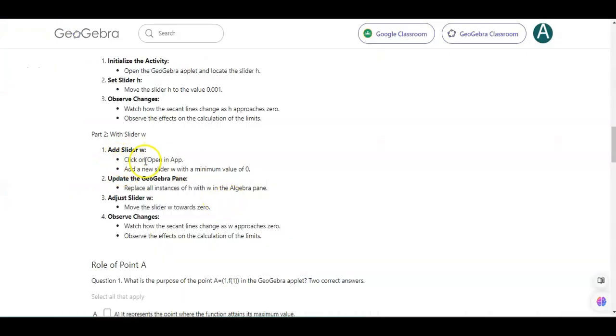For the second part of this exploration, you may add slider W. So just click on open an app and then add slider W with minimum value of 0. And then update the GeoGebra pane. So replace all instances of H with W in the algebra pane. Then next, adjust slider W. Move slider W towards 0 and observe the changes. Watch how the secant line changes as W approaches 0 and observe the effects on the calculation of the limits.